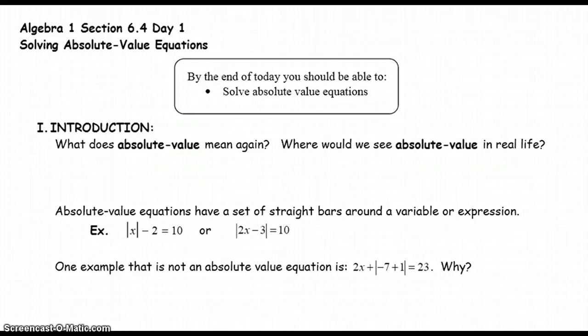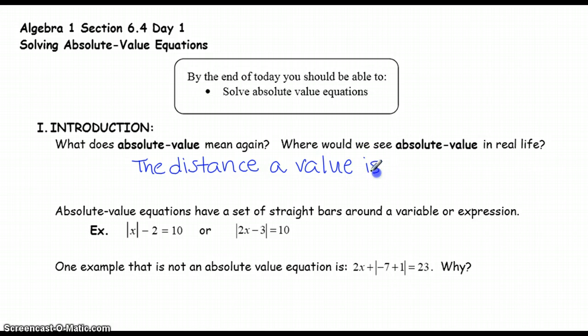Let's begin by reviewing what absolute value means. Absolute value is the distance a value is from 0. Because we're talking about distance, our value will never be negative.